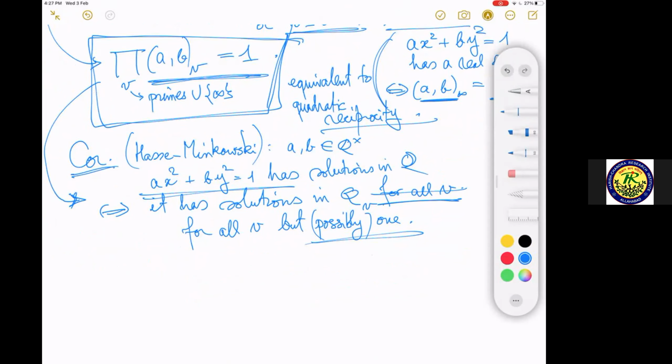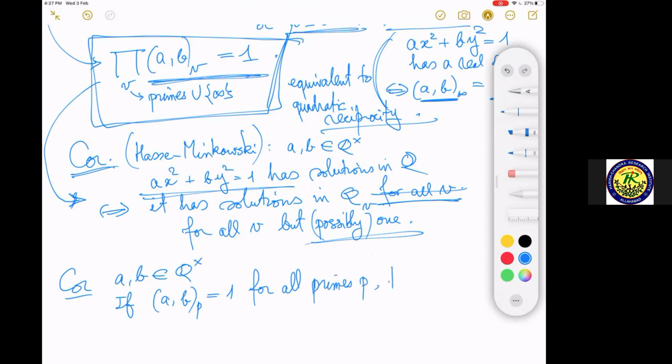Here is another way of saying it. Again, a, b are in Q star. Then I'm claiming that if (a,b)_p is equal to 1 for all primes p, then (a,b)_infinity is equal to 1.